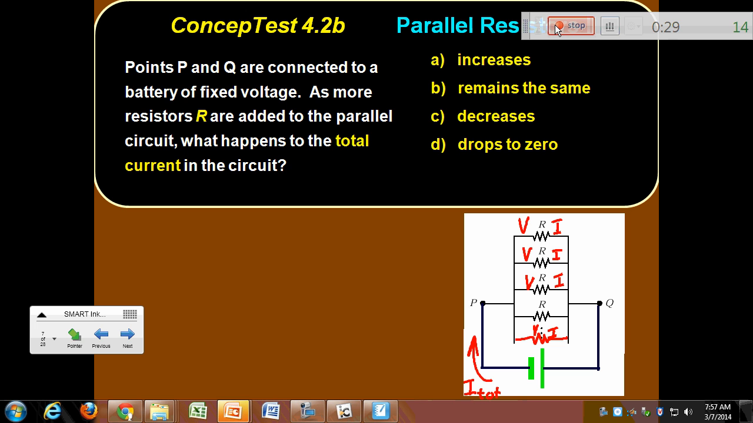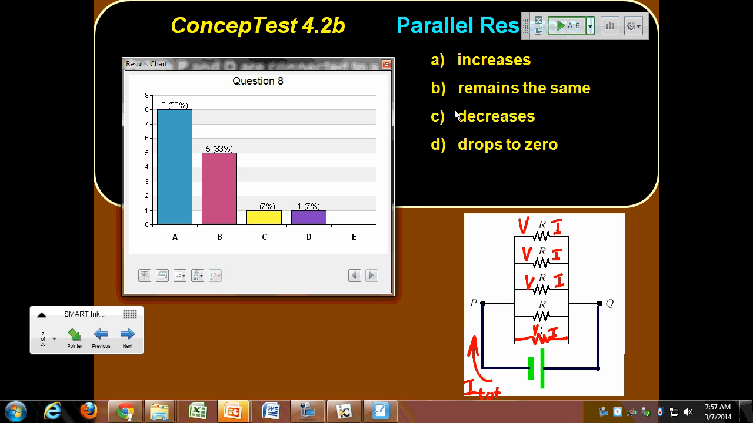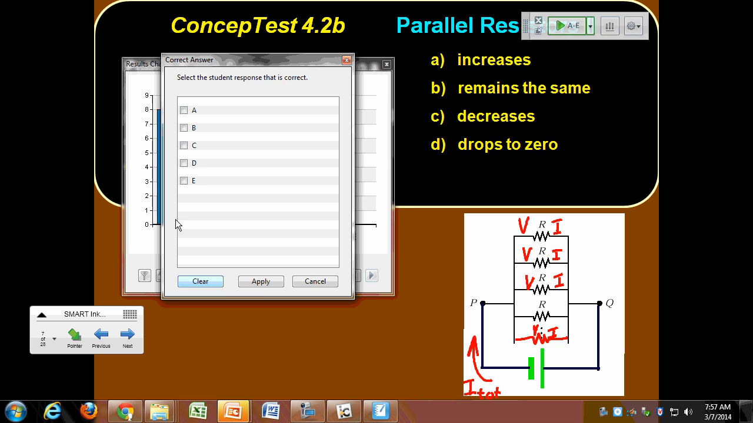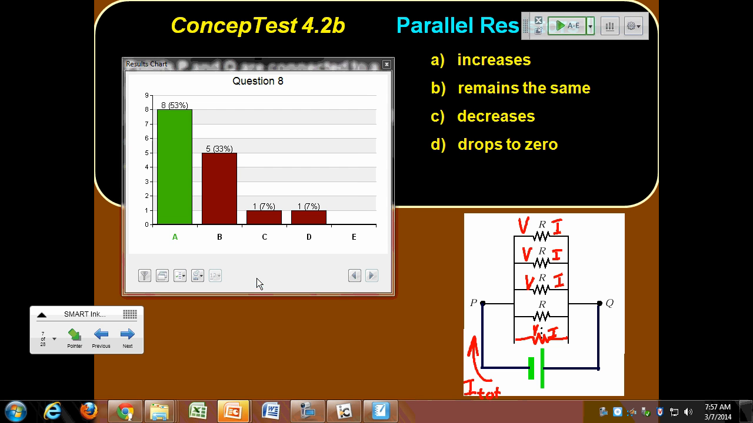All right, I'll stop at 35. Okay, the total current will increase. So A is the correct answer.